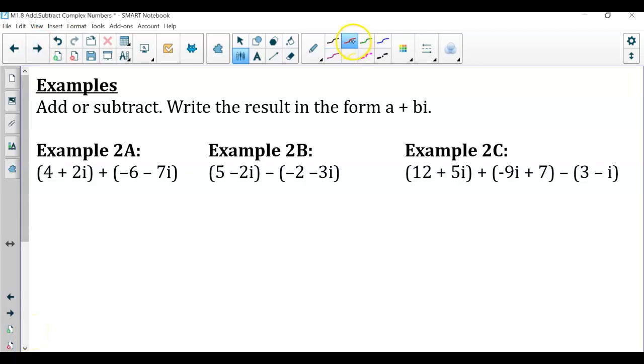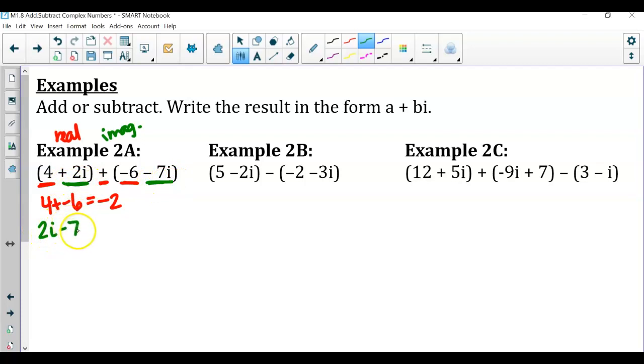So looking at these examples, make sure that you identify the operation. So if we need to distribute, we remember to distribute. Notice how we're adding. So we're just going to go through and combine our like terms. So our real parts are 4 plus negative 6. 4 plus negative 6 is negative 2. Then we now combine the imaginary parts together. 2i minus 7i. 2i minus 7i will give you negative 5i. So the final answer is negative 2 minus 5i.